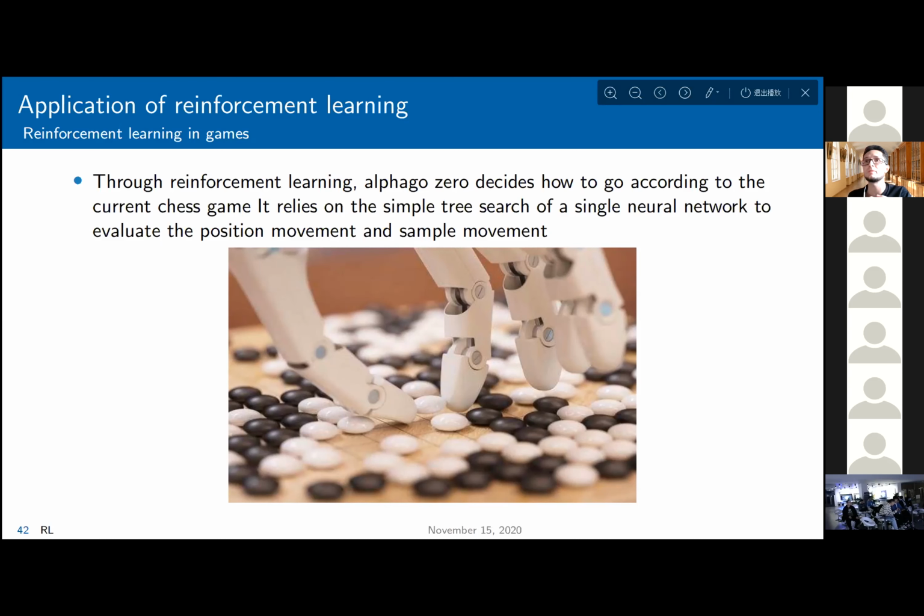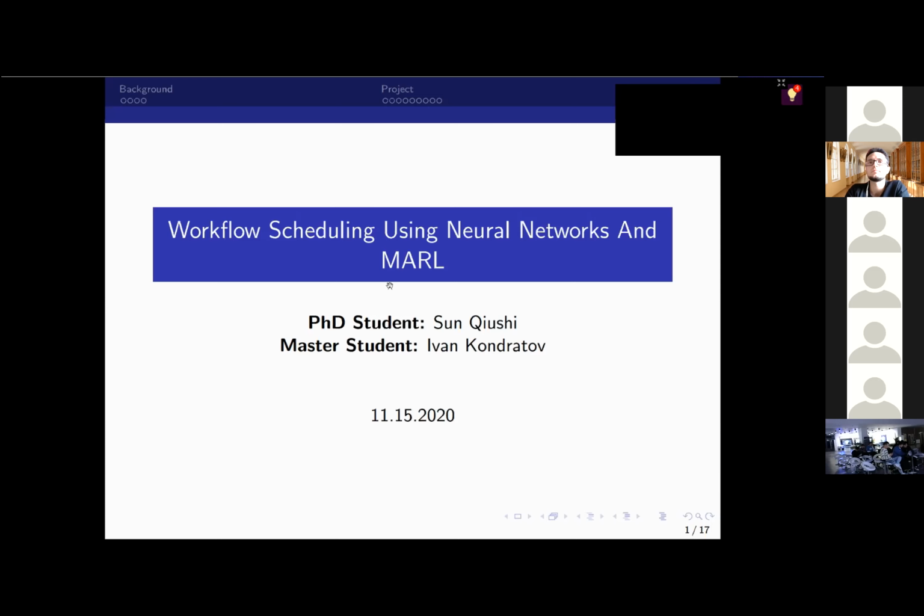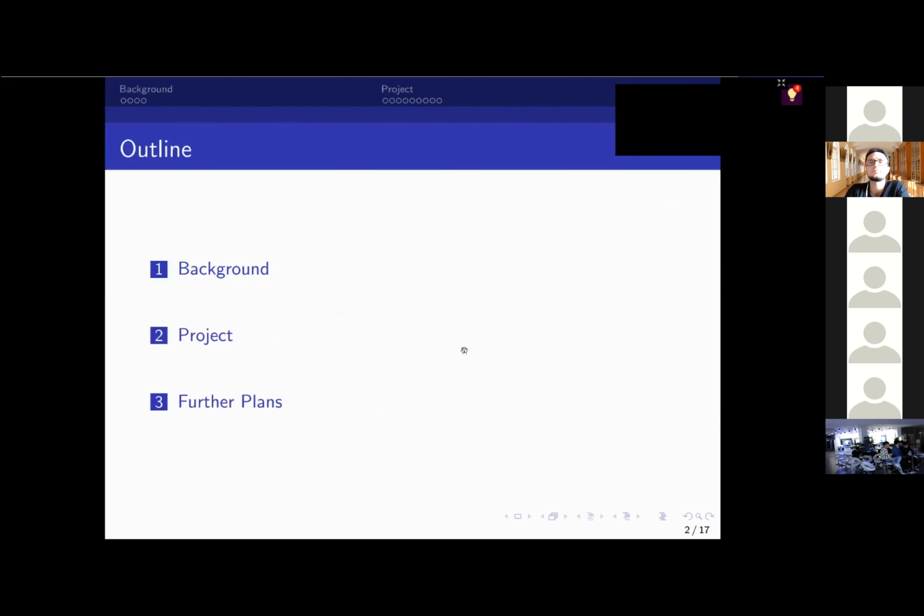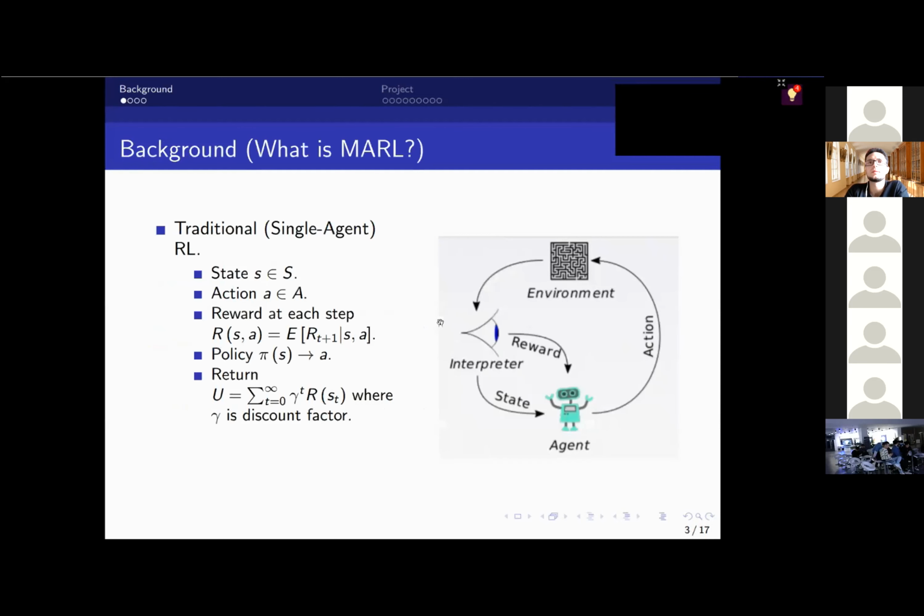Hello, everyone. My name is Sun Qiu Shi. The topic of my presentation is workflow scheduling using neural networks and multiple agent reinforcement learning. There are three parts of my presentation. First, I will introduce the background. What is multiple agent reinforcement learning?